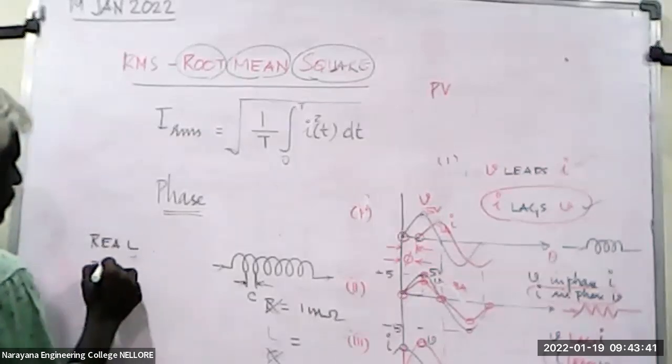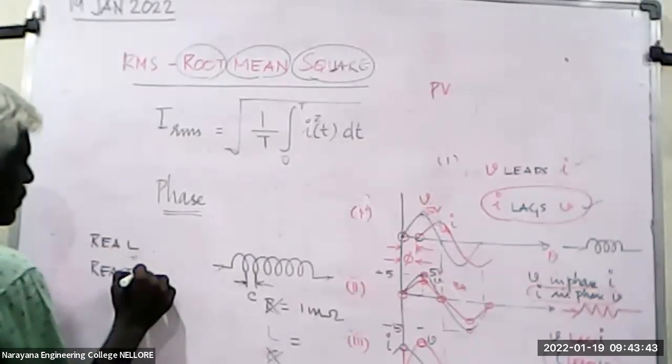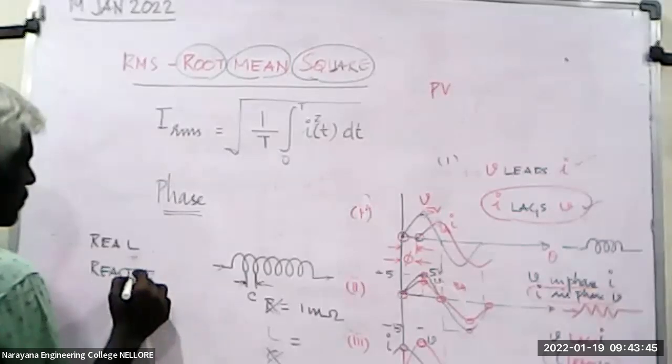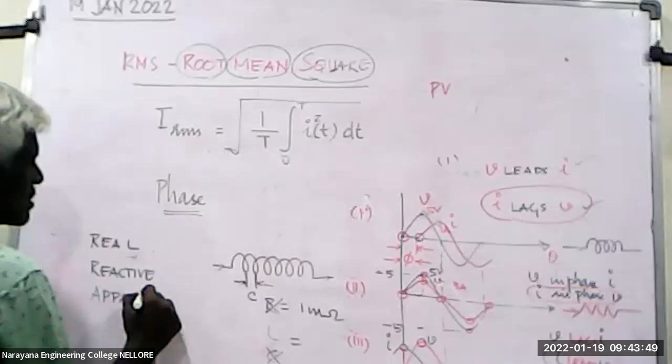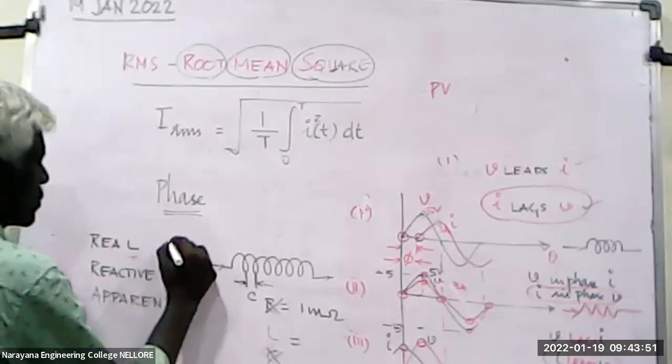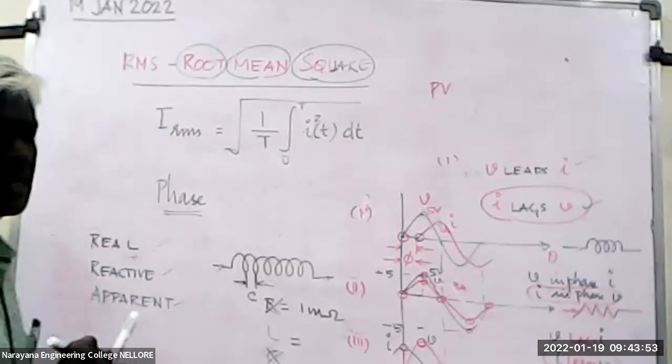Real, reactive, then apparent. Can you give some example for these things, like what you have understood, like real, reactive, and active power?